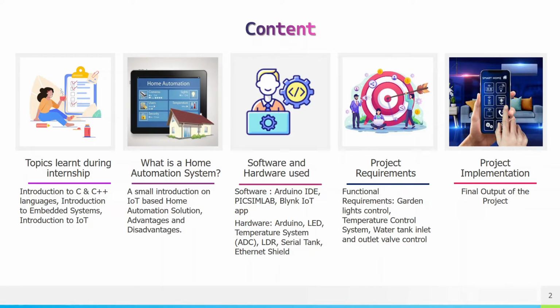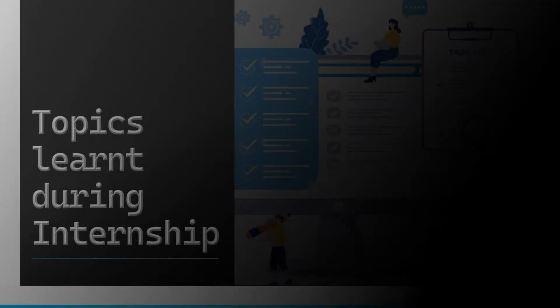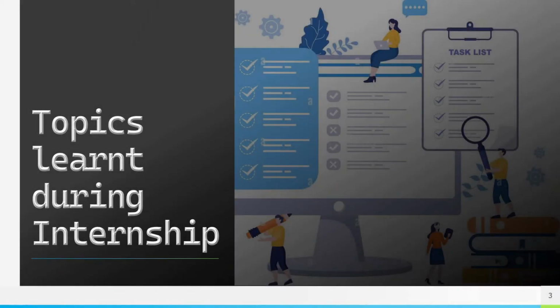The contents of the PPT are topics learned during internship, what is a home automation system, software and hardware used, project requirements, and finally, project implementation. Let's move to the first content, topics learned during internship.